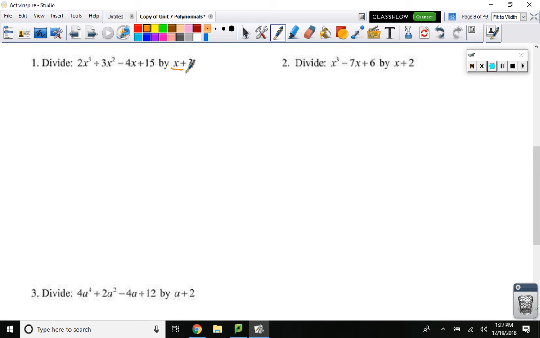You're going to take whatever you're dividing by, and you're going to treat it like it's a zero. What would be the zero of this? In other words, x plus 3 equals 0. What does x have to be for that to happen? x equals negative 3. Okay, and you're going to take this negative 3 and put a little box up here in the corner.